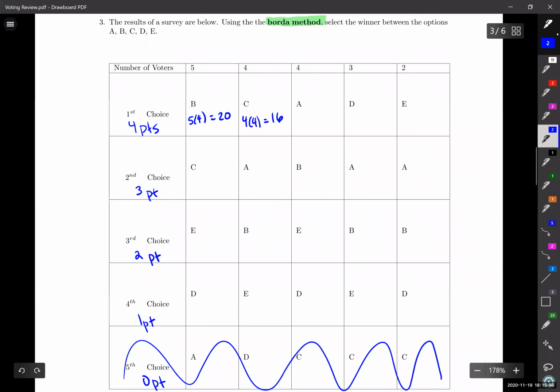4 people chose A, so each of those votes gets 4 points. 3 people chose D, so each of those 3 votes gets 4 points. 2 people chose E, so those 2 votes are 4 points each, and they contribute 8 points. Do we see the pattern of where we're getting these different numbers?